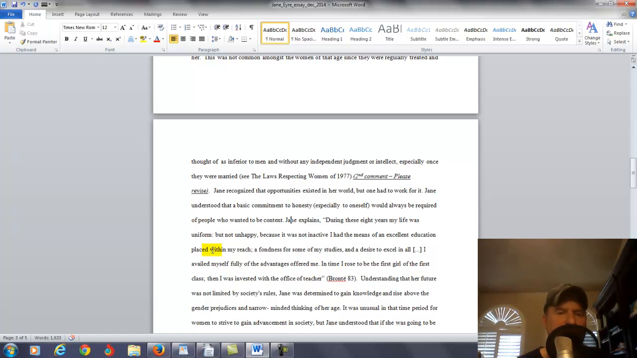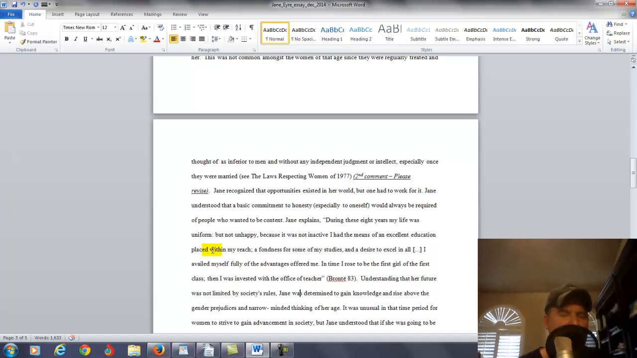You can probably tie this idea to the previous idea. You just talked about how her basic commitment is honesty, and she would require it of people who wanted to be happy, right? So that signal phrase, Jane explains, maybe say something else in there that connects that to the previous idea.